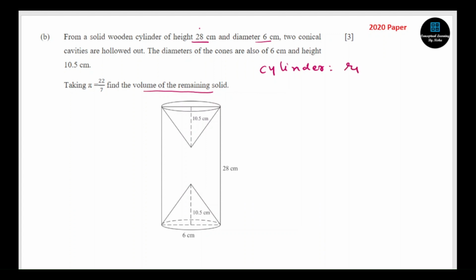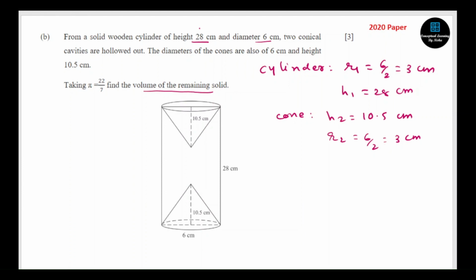You have to say R1 equals 6 divided by 2, which is 3 centimeter, and H1 equals 28 centimeter. For the cone, what do we have? They have given the height, H2 equals 10.5 centimeter, and the diameter. So radius, again I'll get 6 over 2, which is 3 centimeter. And now you have to find the volume of the remaining solid.